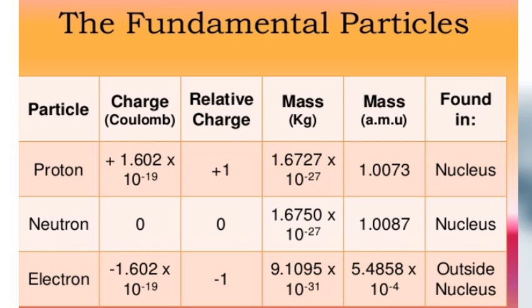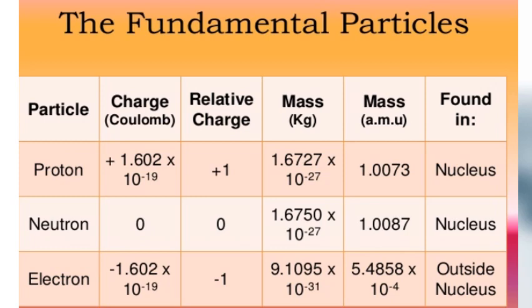Now here are given the properties of the fundamental particles present in an atom, along with their discoveries: the discovery of proton, neutron and electron. You can see the charge upon each of them. Proton carries a charge of 1.602 × 10^-19 coulombs with the plus sign, while neutron carries no charge. Electron carries minus 1.602 × 10^-19 coulombs.